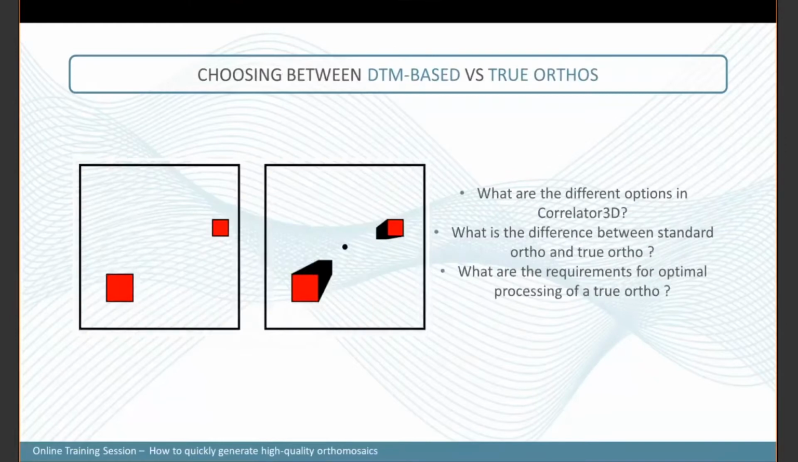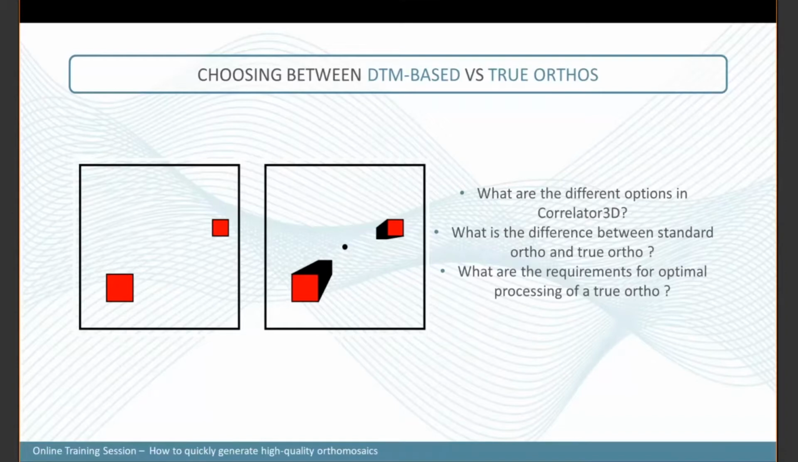So now we've talked a bit about the different geometric deformations that can happen during the acquisition. Let's talk about choosing between a DTM-based and a true ortho for the ortho generation. So first of all, what is the difference between those two types of ortho?